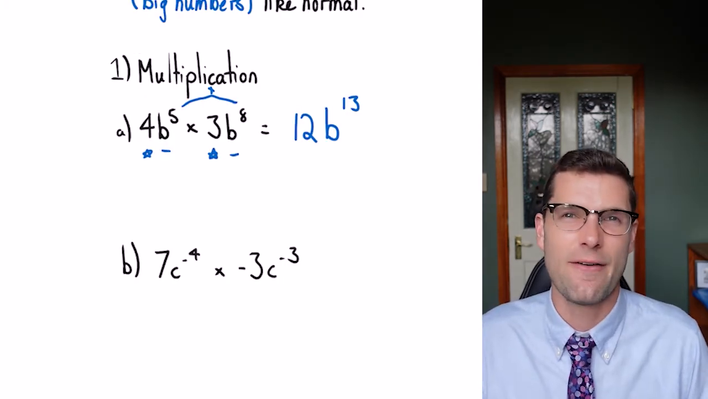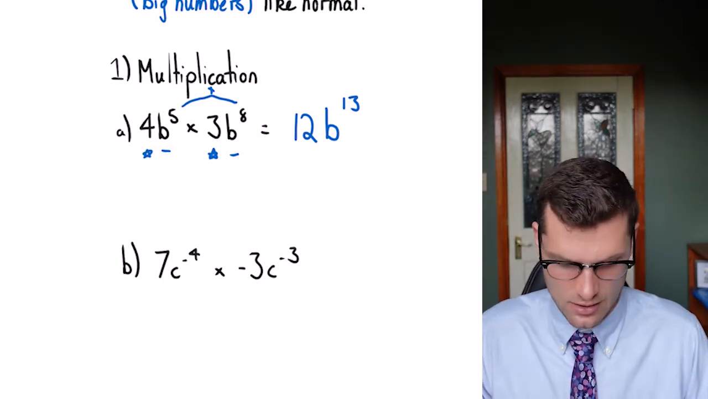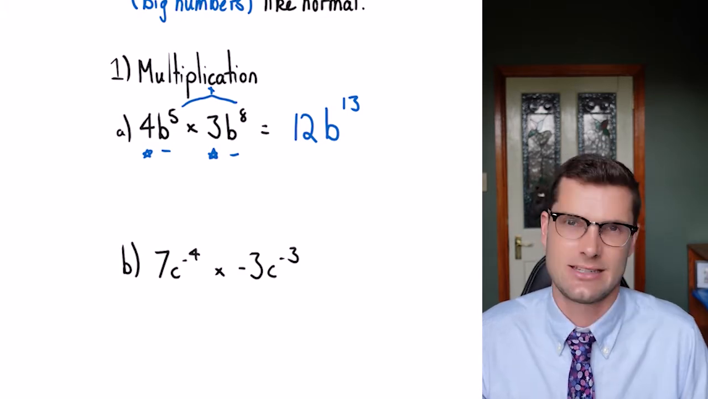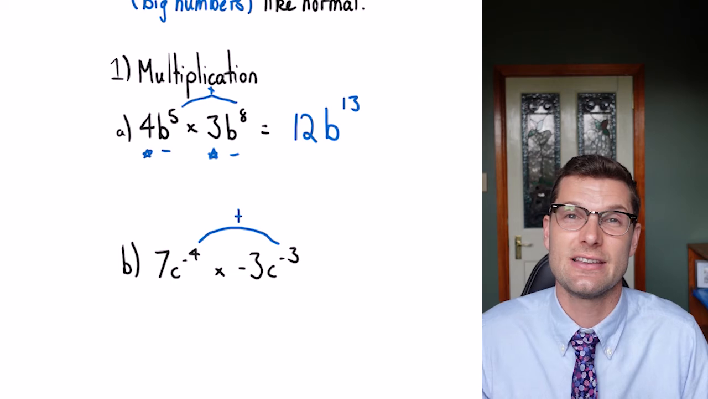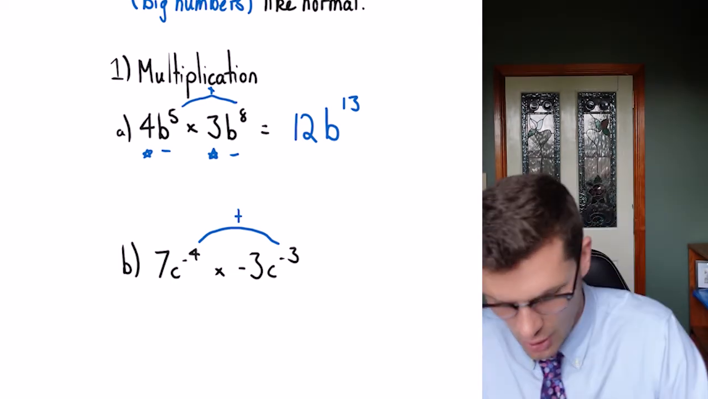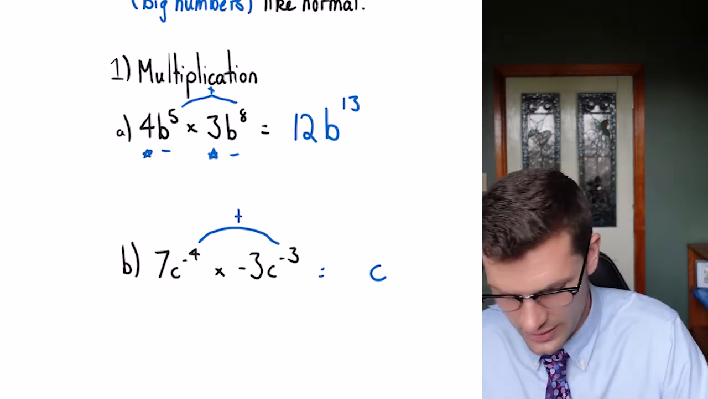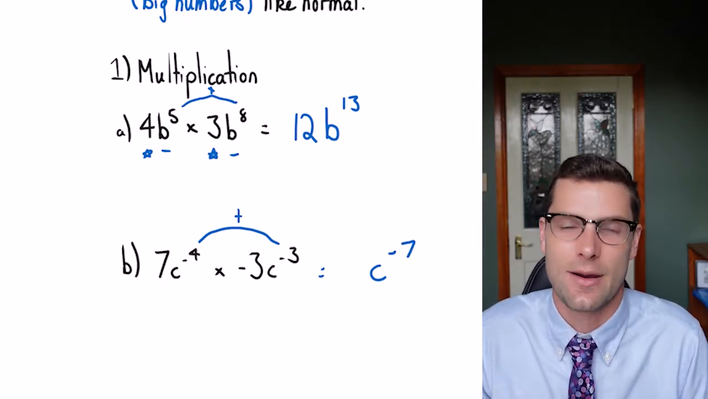This next example is going to have a few more negatives, but nothing really changes. 7c to the minus 4 multiplied by minus 3c to the minus 3. So the first thing I'm going to do is add these two indices together, which becomes c to the power of minus 4 plus minus 3 is minus 7. Just use your calculator if you need to, just to double check.